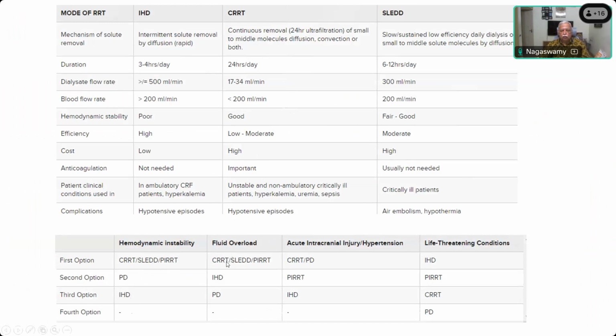And if it is fluid overload, to remove that, the first option, again in a patient with a lot of fluid overload or during surgery, is CRRT or SLED. Second option is IHD, and third option is only PD. For acute intracranial injury or hypertension, CRRT or PD is the first choice, and then PIRRT or IHD as the third option. And for life-threatening conditions like severe acidosis, or a patient who is having uremic encephalopathy, or patients with acute pulmonary edema, IHD will be a better choice. And then come PIRRT, CRRT, and PD.